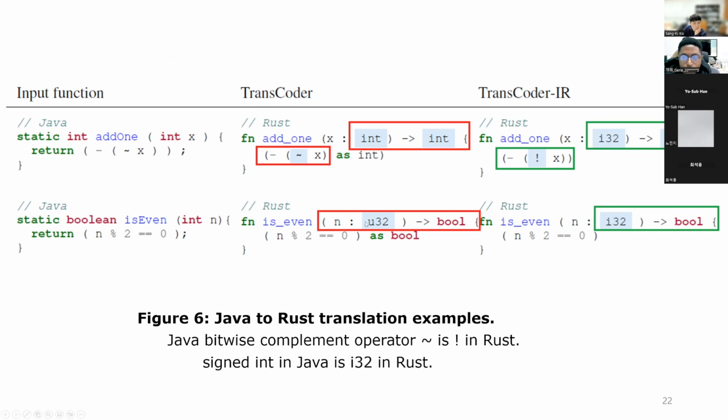The same here. Here we use the int type. Int is by default signed, but the TransCoder has translated it as an unsigned data type. TransCoder-IR has fixed it in this way.